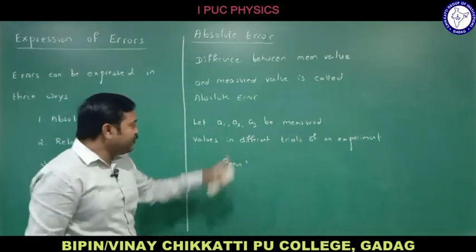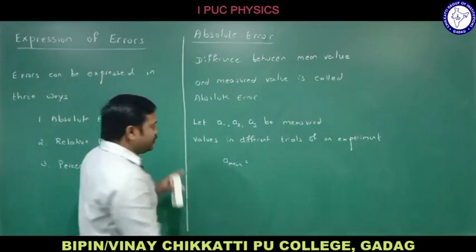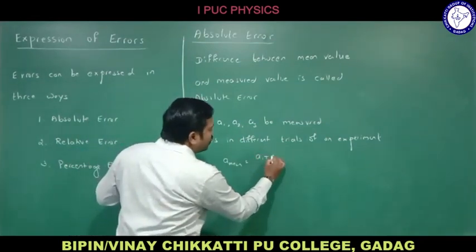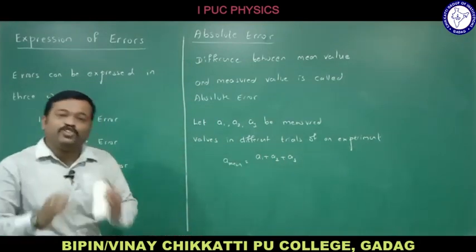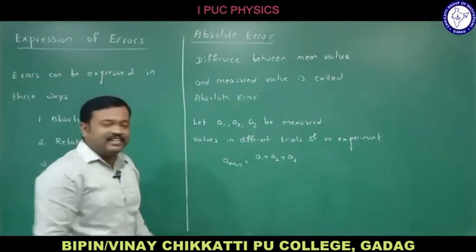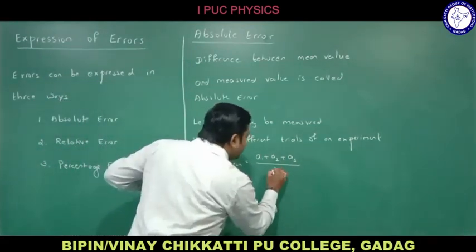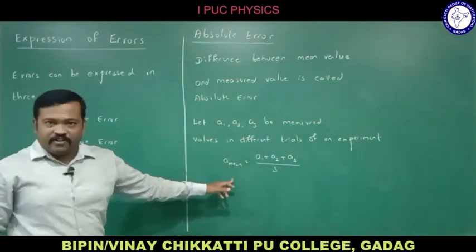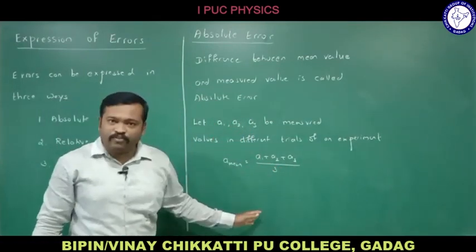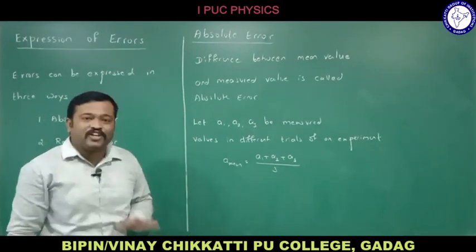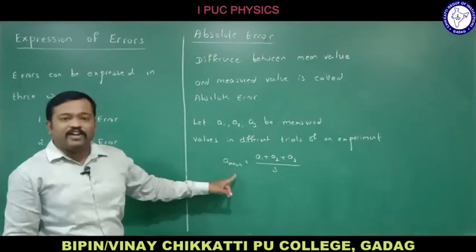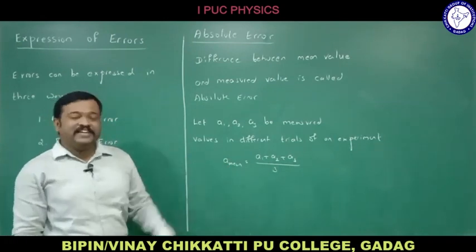How to take the mean value? There are three quantities here. So first you need to add A1 plus A2 plus A3. Mean is nothing but average, right? First we add these and divide by 3, then we get the mean value. If there are 4 quantities, divide by 4. Sum of quantities divided by number of quantities gives the average or mean. So the first thing we need to calculate is A mean.